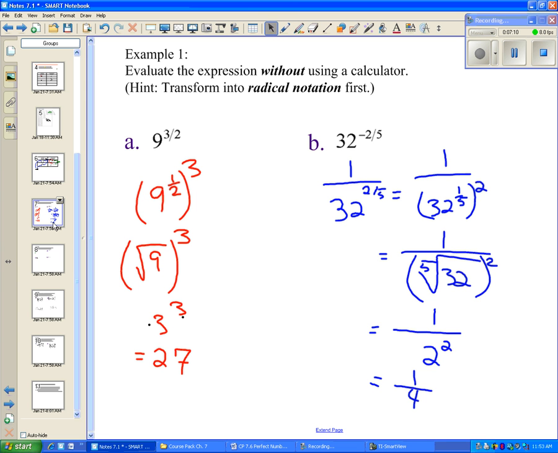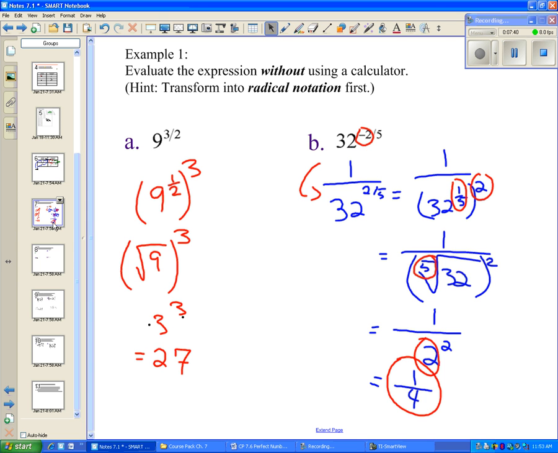So the first thing I did with this problem, again, is I took care of the negative, and I flipped it into the denominator. I broke up my fraction into the 1/5 and the 2nd power because I recognize that 2 to the 5th is 32, so I took the 5th root of 32 and I got the number 2. I then took the 2nd power, and so I got my answer to be 1/4.